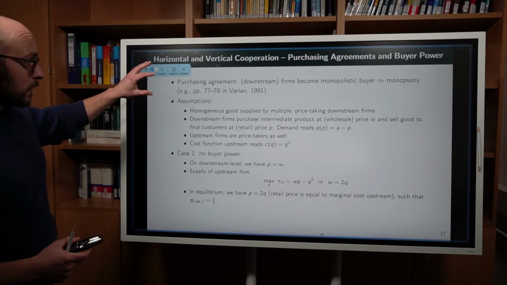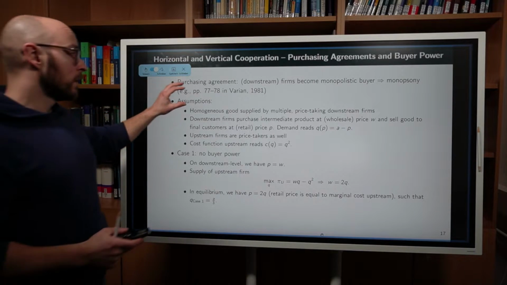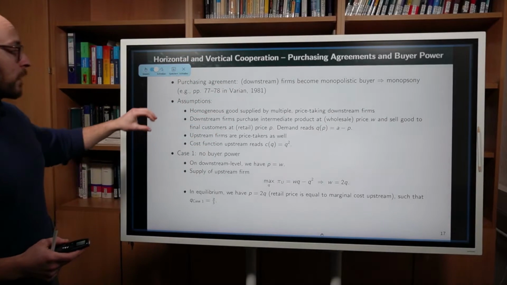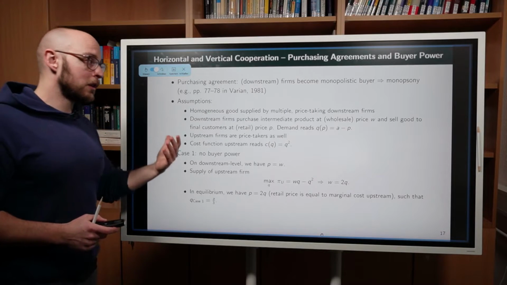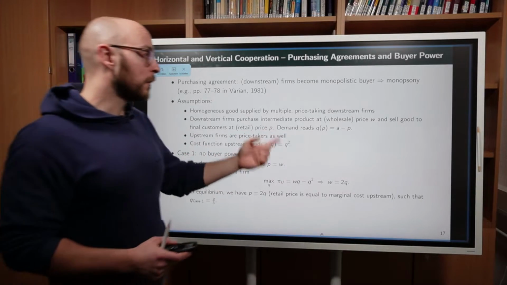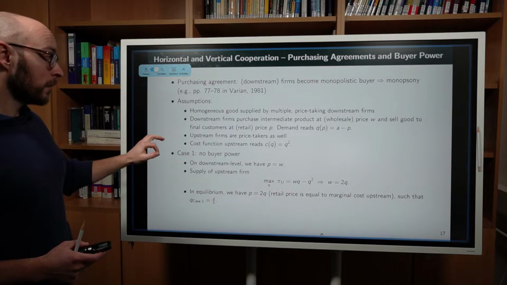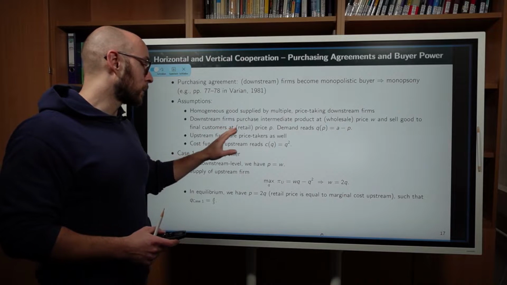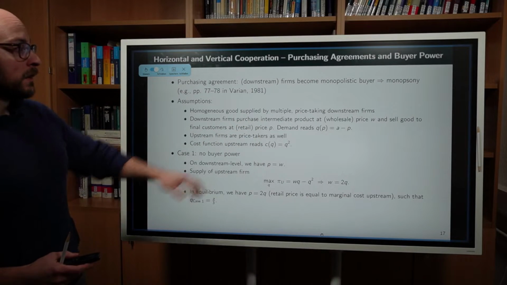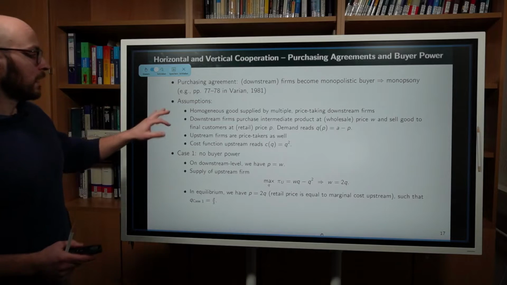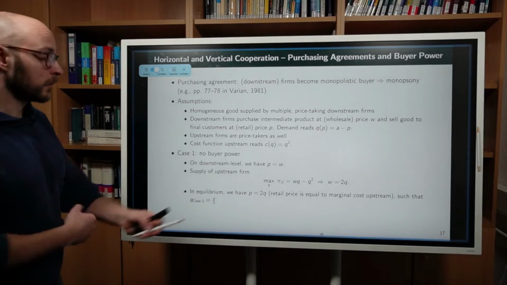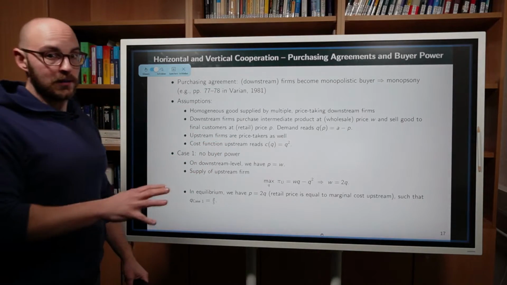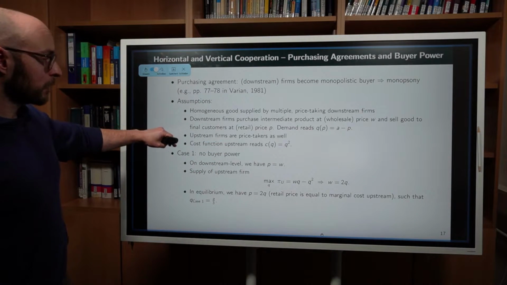So, what we have is a market with a homogeneous good, and it is sold by multiple price-taking downstream firms. They purchase the intermediate product at a wholesale price W from upstream firms, and they sell the goods to final customers at retail price P. Demand is again A minus P. And the upstream firms, where the downstream firms, the retailers, buy their products from, are also price takers. The cost function upstream is quadratic.